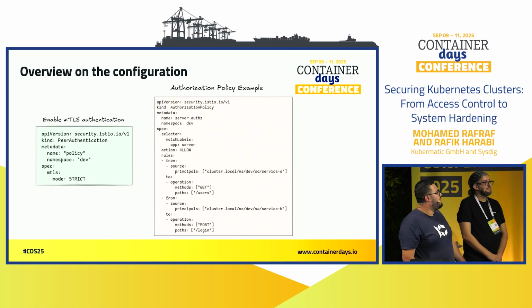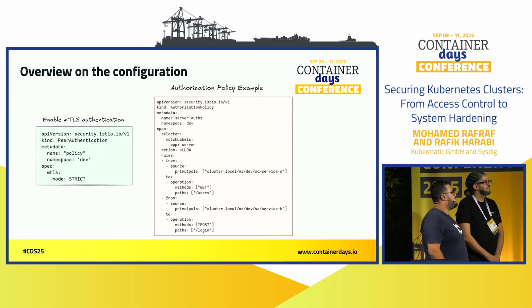As you can see, enabling mTLS authentication is very easy. You just need to select the mode and specify the namespace. And if you want to install it cluster-wide, you just need to specify the namespace of the Istio system.